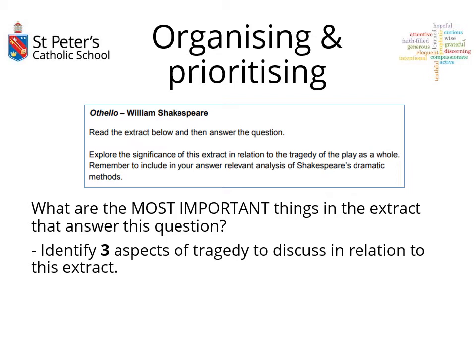I would normally say you want to identify 3 aspects of tragedy to discuss in relation to this extract. So you need to know that star chart well enough that you can go in and go, okay, in this scene, I want to talk about Othello's misjudgments, I want to talk about the development of our tragic hero, and I want to talk about the sense of fate and inevitability, for example.